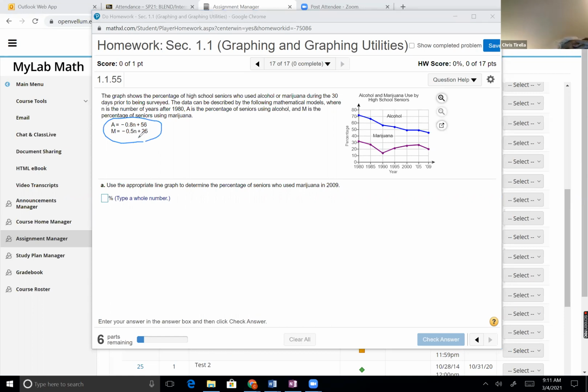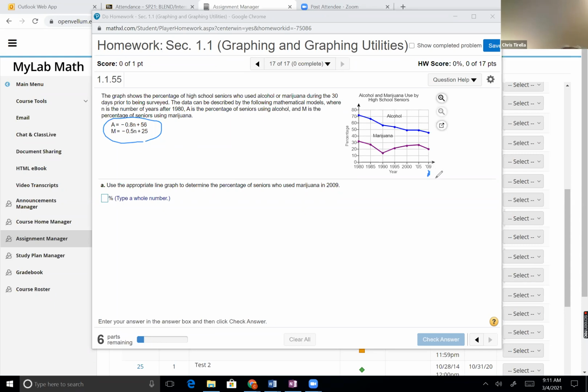Where N is the number of years after 1980, A is the percentage of seniors using alcohol, and M is the percentage of seniors using marijuana. Use the appropriate line graph to determine the percentage of seniors who used marijuana in 2009. Well, 2009 would be that last value on the table.